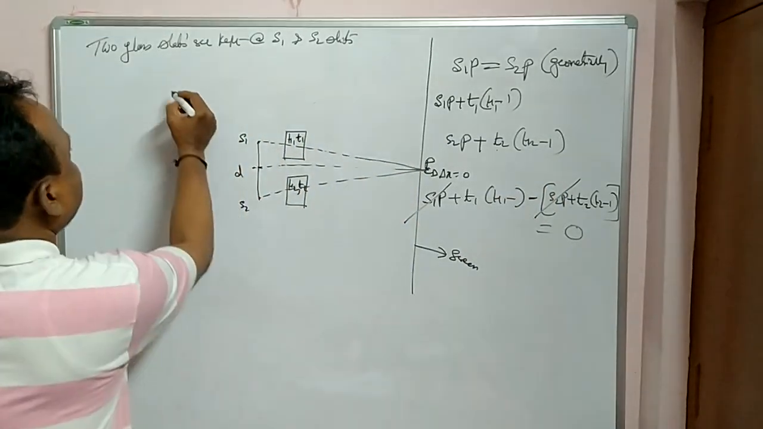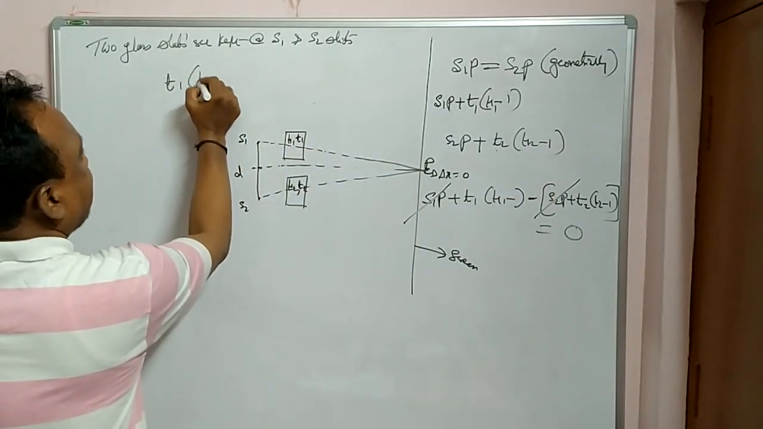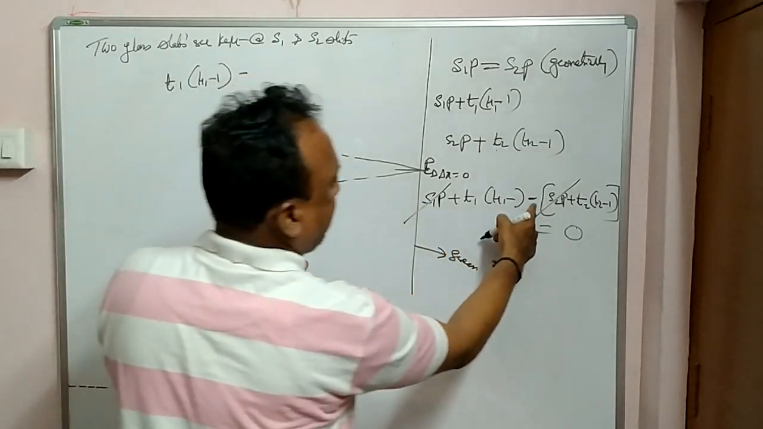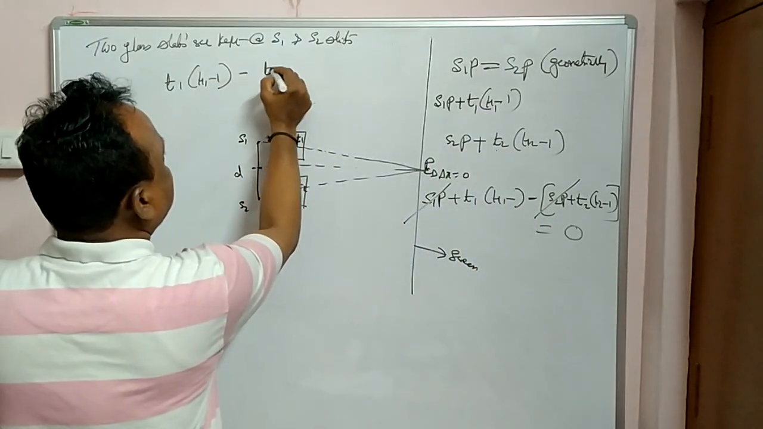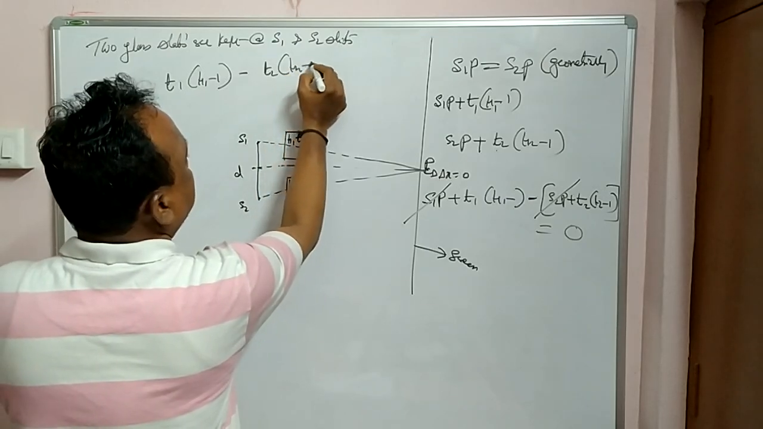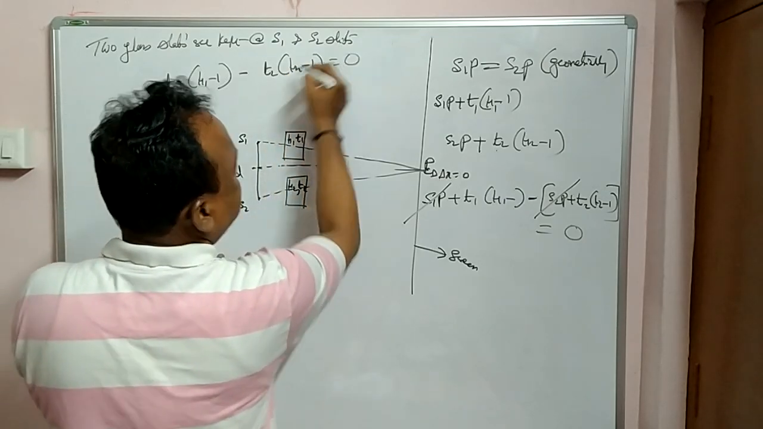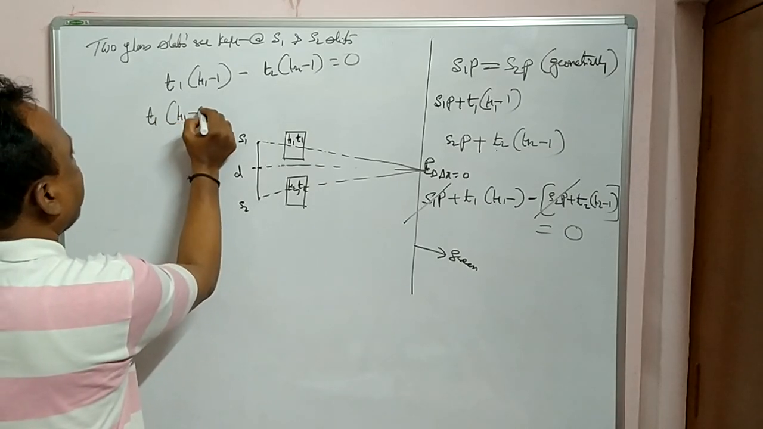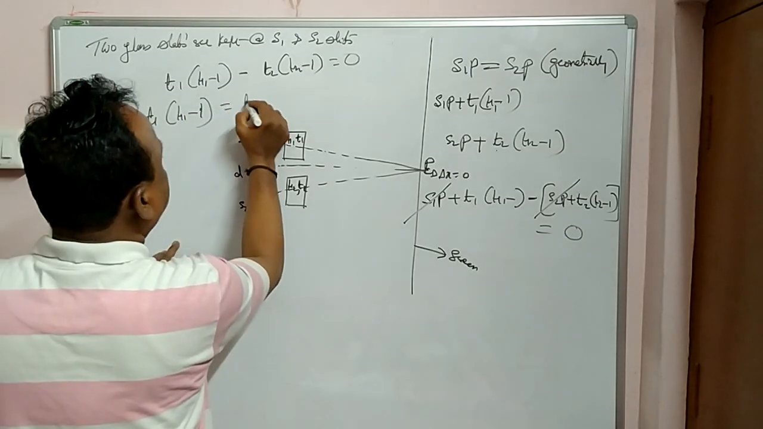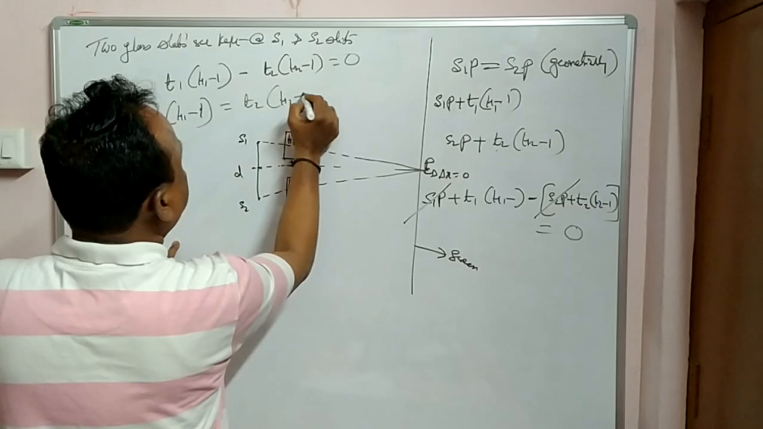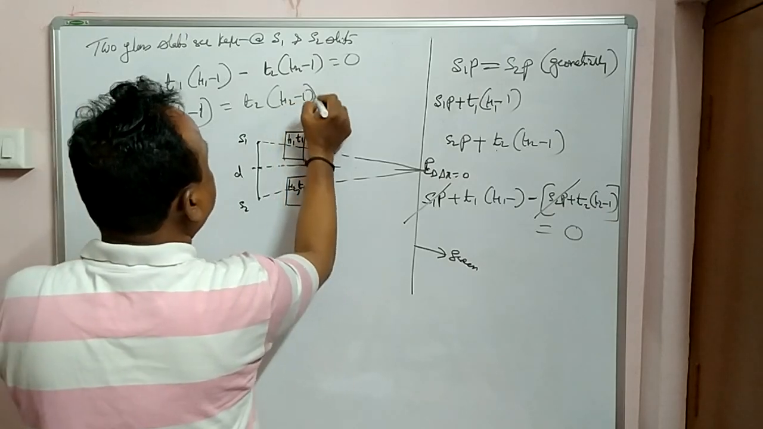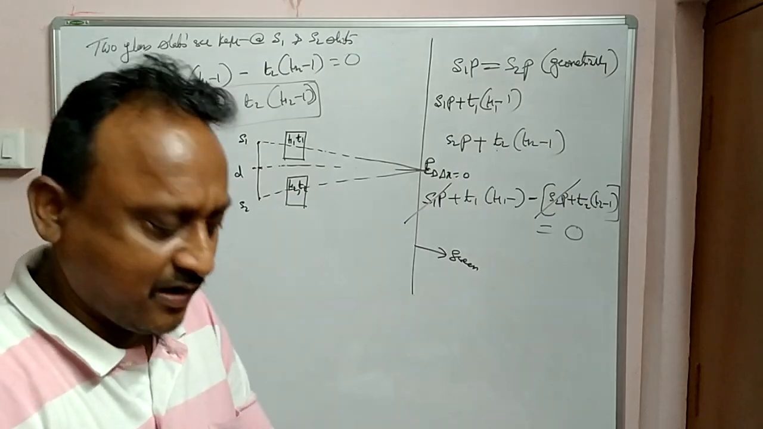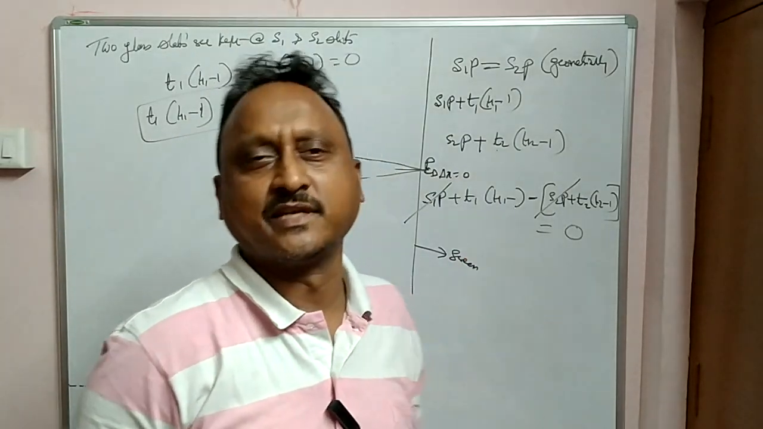Then what happens? See here, T1 into mu1 minus 1 minus T2 into mu2 minus 1 is equal to 0, or T1 into mu1 minus 1 is equal to T2 into mu2 minus 1. This is the formula, very very important in solving numericals. This is little advanced level.